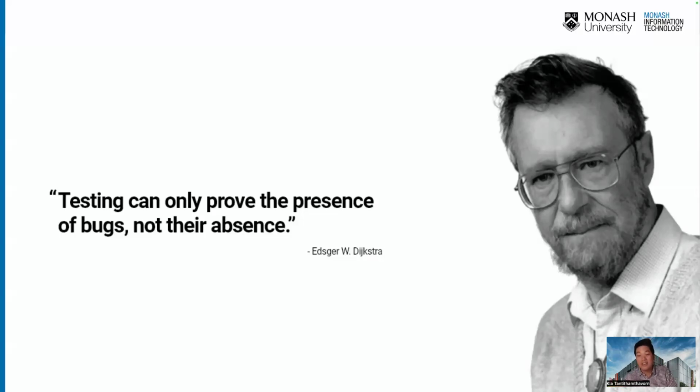If I don't have another test case that tests whether 4 divided by 0 works or not, then I cannot find the bug, you know? So testing only proves the presence of the bug. It only shows what they found, but not their absence.